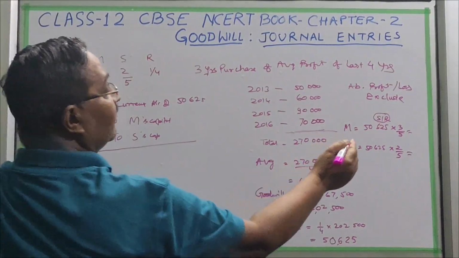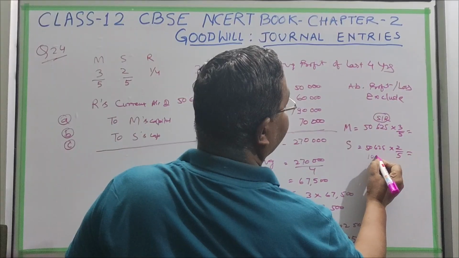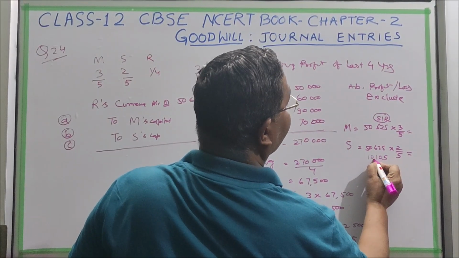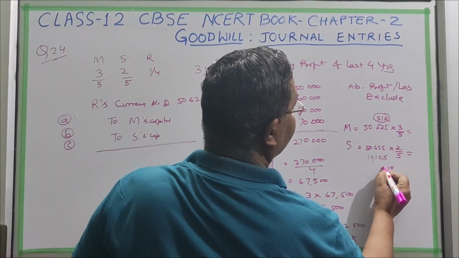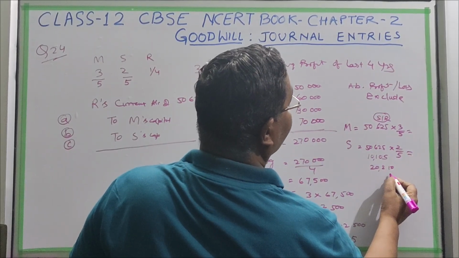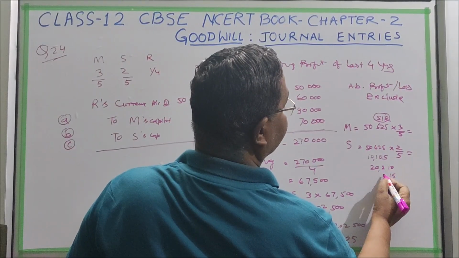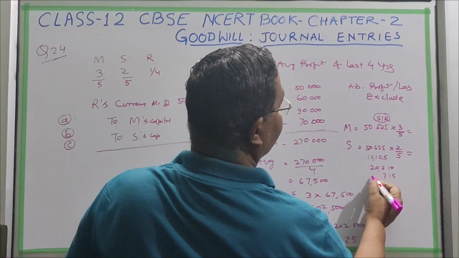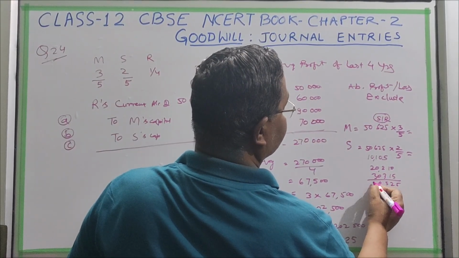So I have to calculate now. There is no other way. 50,625 into 2, so 5 twos are 10, 2 ones are 2, or 20, and 3. Then 15 and 3, and so on.